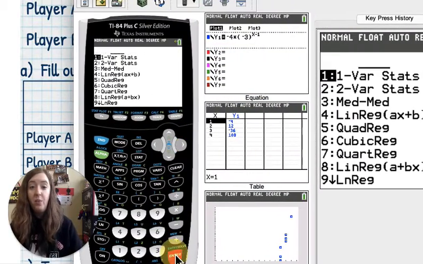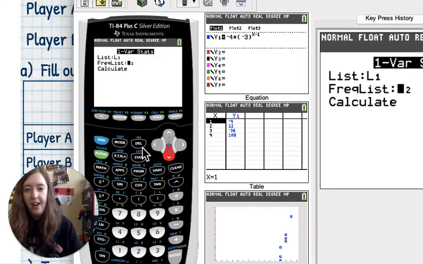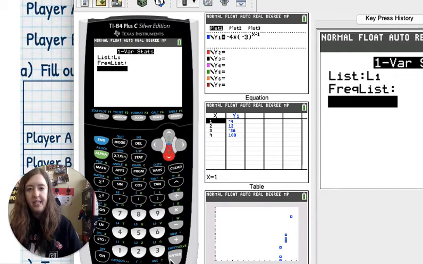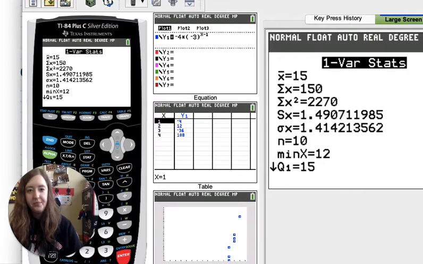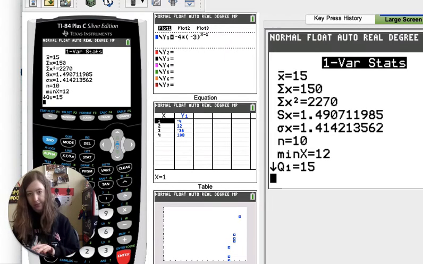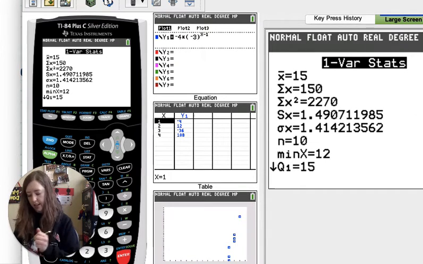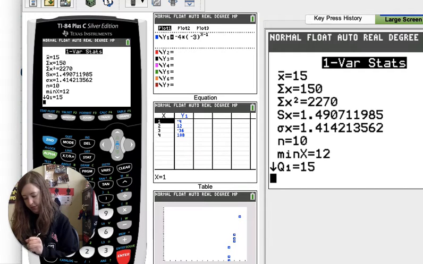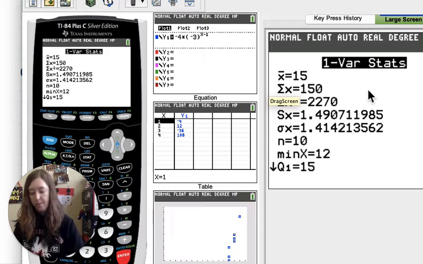So I'm going to find my one variable stats. I'm going to use list 1 for player A, get rid of my frequency list, and then we can calculate. So I have found that for player A, the total number of points, that's the second line here, sigma x, is 150. The mean is x bar, that top number, 15.